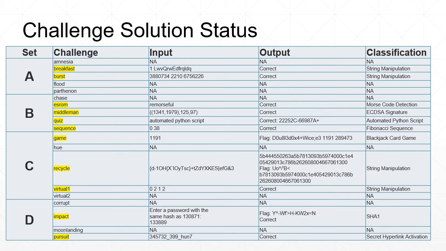We were able to classify the challenges into a few categories. SRAM was based on Morse code detection. Middleman was based on ECDSA signature. In case of quiz, we had to use an automated Python script. Sequence was based on Fibonacci sequence. Game was based on the blackjack card game. Impact was based on CSAW'20 hashing mechanism. Pursuit was based on secret hyperlink activation. And on the other hand, breakfast, burst, recycle and virtual were based on string manipulation.